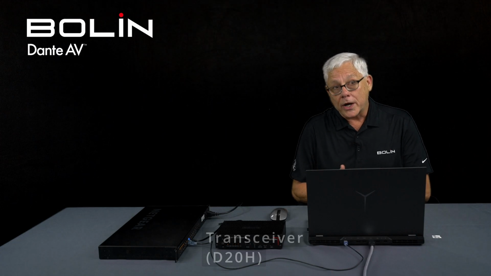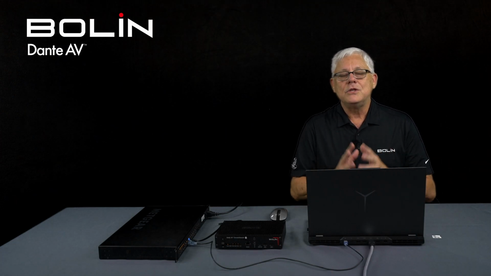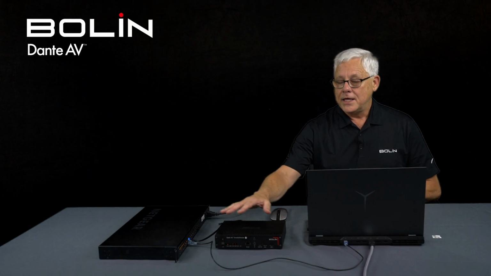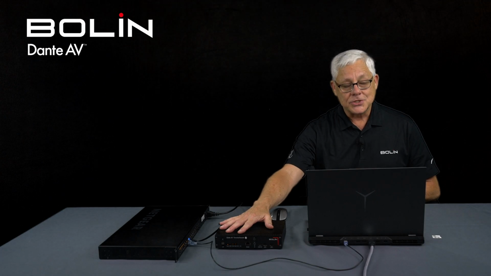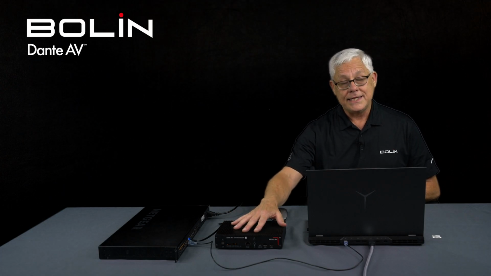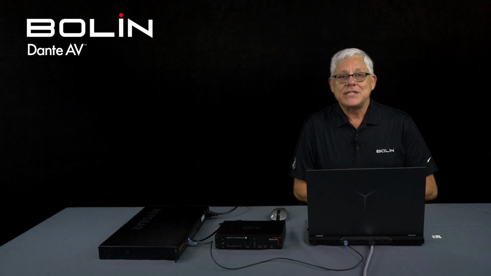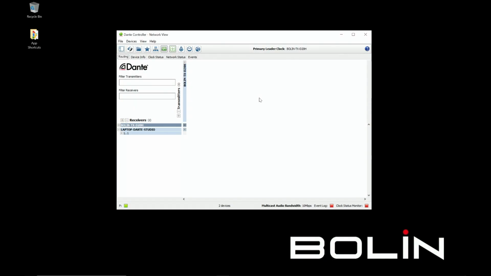This one is unique, and it's unique because Bolin makes a D20 series transceiver, meaning it can be an encoder or it can be a decoder. Now we've given you the ability to change from one type to the other. In other words, to make an encoder into a decoder or a decoder into an encoder. But instead of just telling you that, I'm actually going to show you how to do this. So let's take a look at Dante Controller.